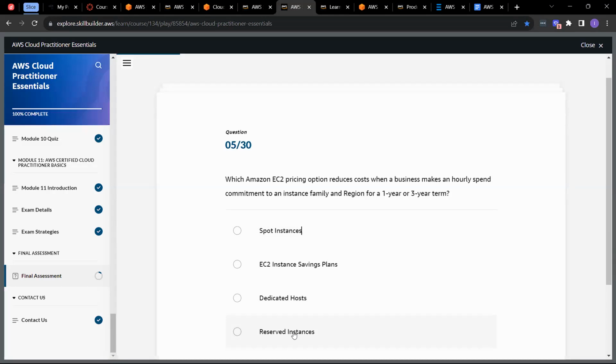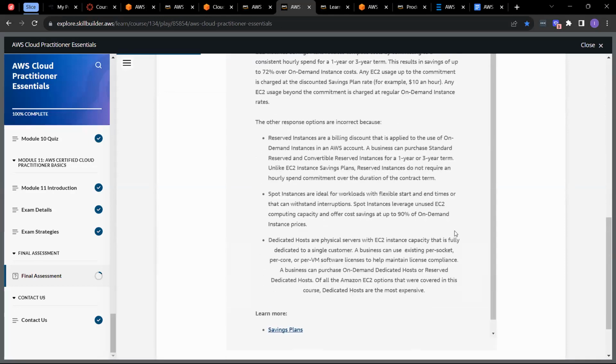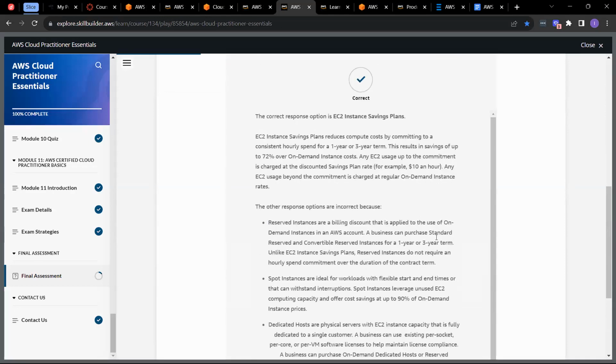So what do you think is the answer? It's Reserved. No, this is an Instance Savings Plan. Yes, I myself also got it. I think Reserved Instances. Yeah, but let's answer the question and see whether the answer is correct or not. Should that be the correct answer? So listen.